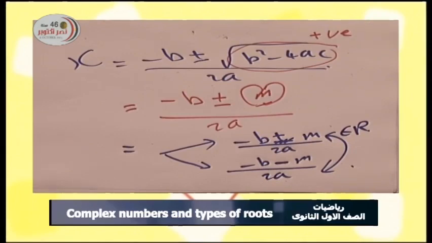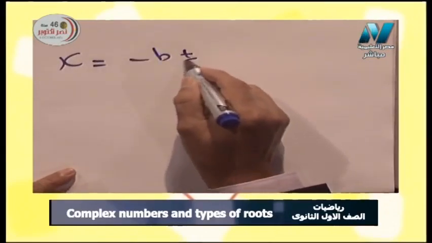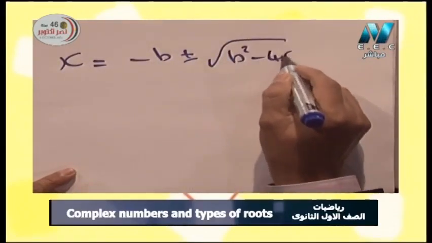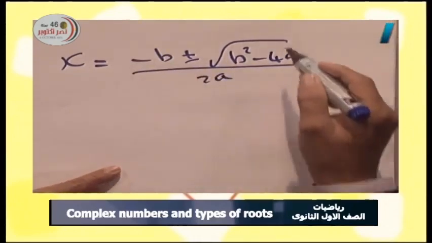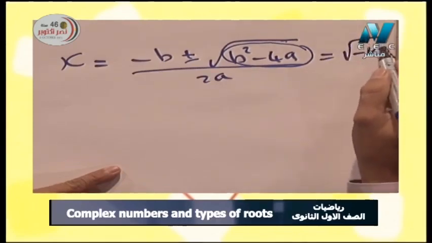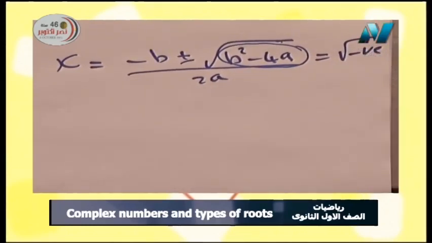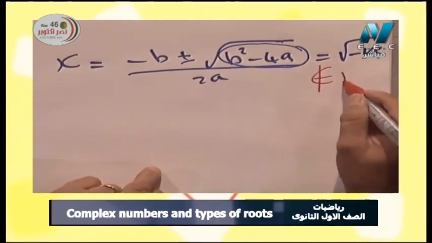But if we have a negative number for the discriminant, we will see here that x equals negative b plus or minus square root of b power 2 minus 4ac over 2a, and this number will be negative, the square root of a negative number. If this number is negative, then we do not have real roots. Why? Because this number doesn't belong to R.